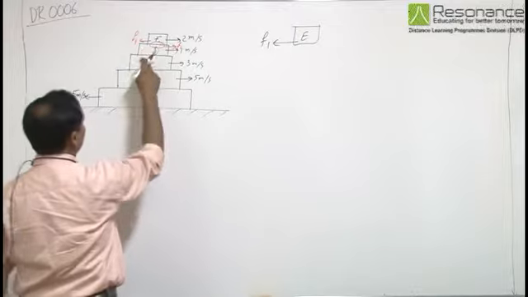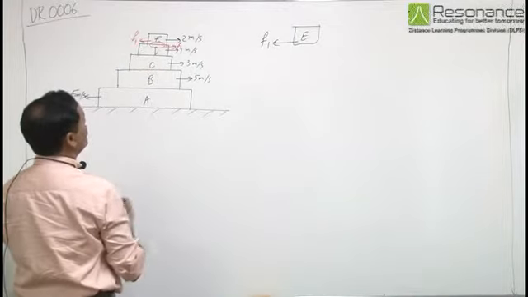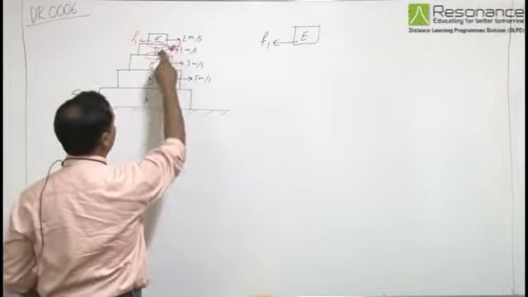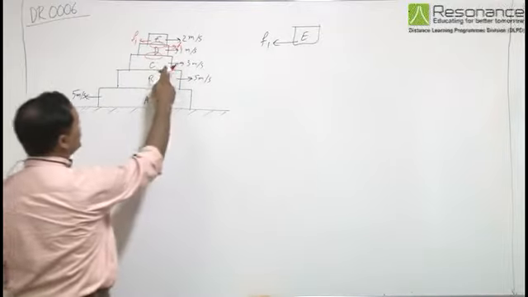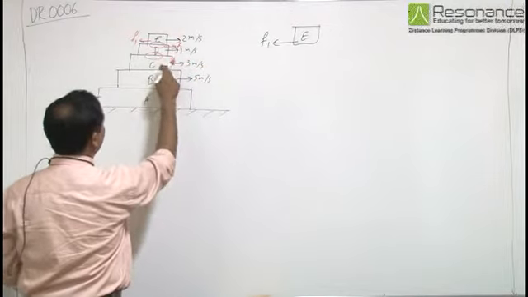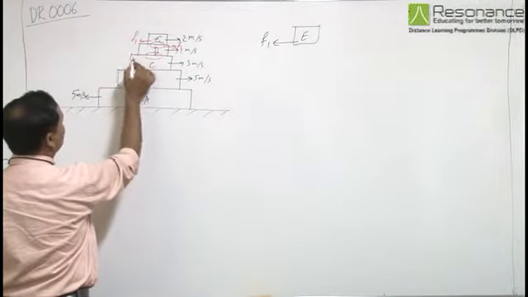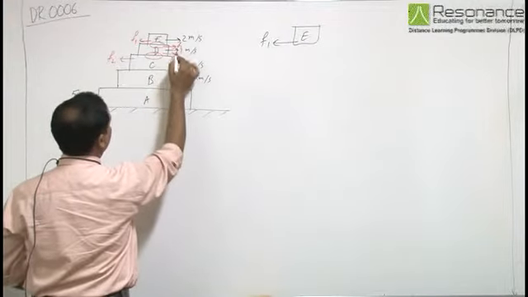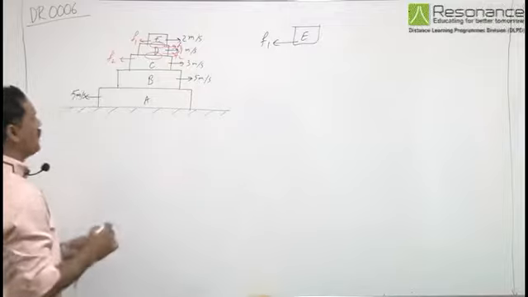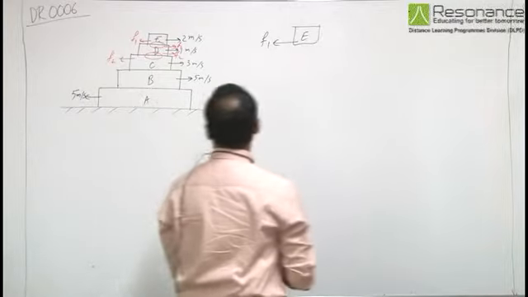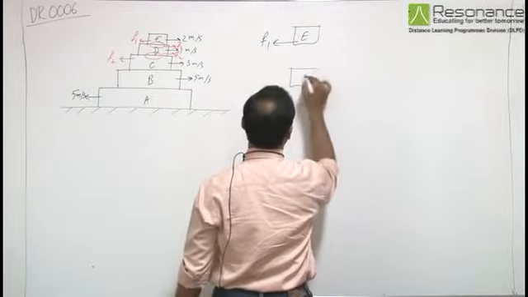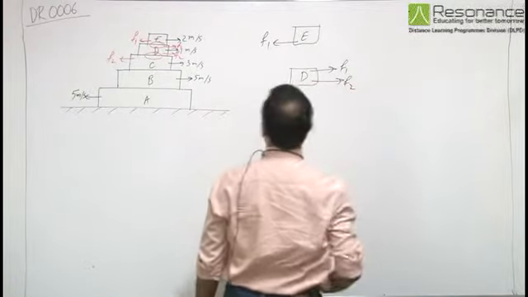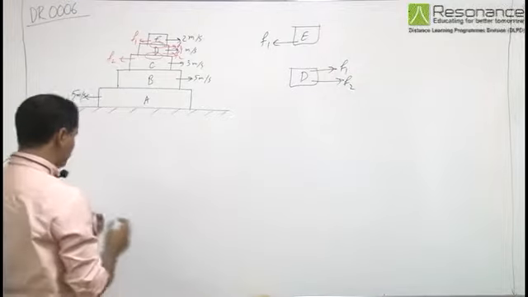Now if we look at the contact surface between D and C, it can be seen that C is moving forward with respect to D. As C is moving forward with respect to D, the frictional force on C will be backward, F2, and the frictional force on D will be forward, that is F2. So if we draw frictional forces for block D, then both F1 and F2 are in forward direction on D.